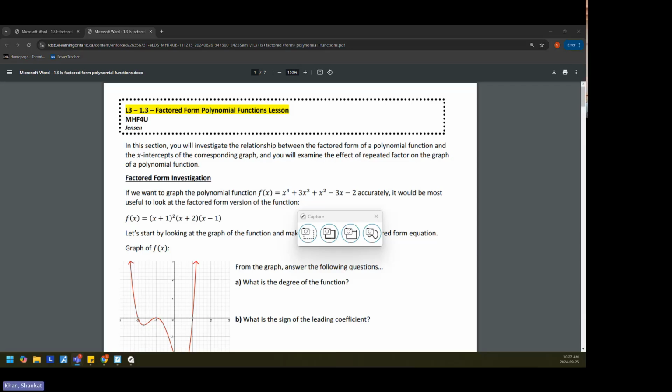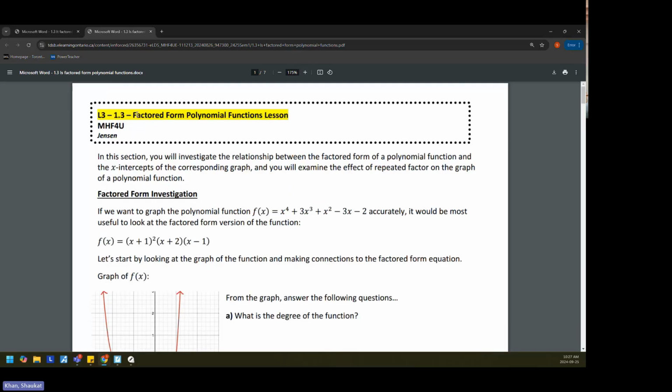Okay, now let's get started on today's lesson. So today's lesson is all about. Honestly, I don't know what it's about. Let's figure it out. Lesson 3, 1.3, factored form polynomial functions. Yes, remember you can always watch the recording.